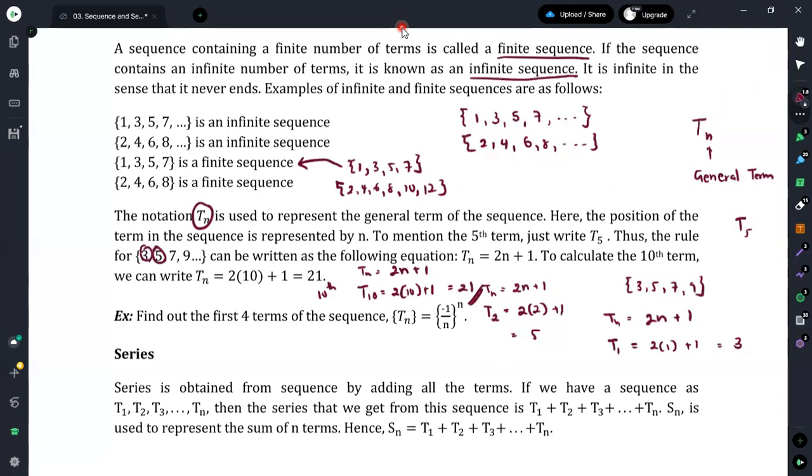Here also you can see that it is the 10th term. Instead of using n, it is better to write it as T10. Therefore, this is how we obtain the nth term for a given sequence. When you are going to obtain an nth term for a sequence, first you have to identify the common term for the sequence.